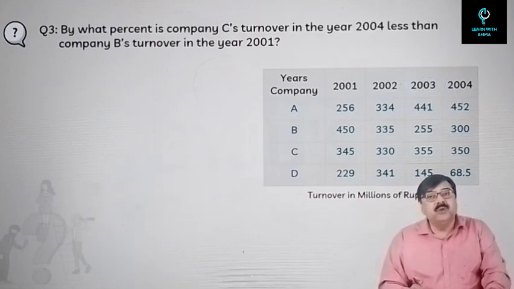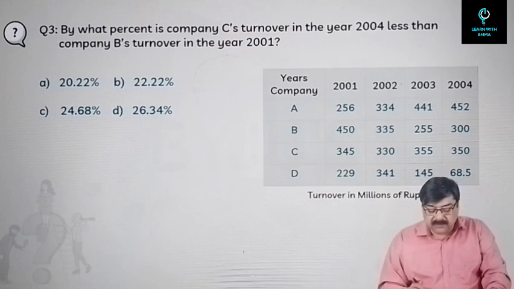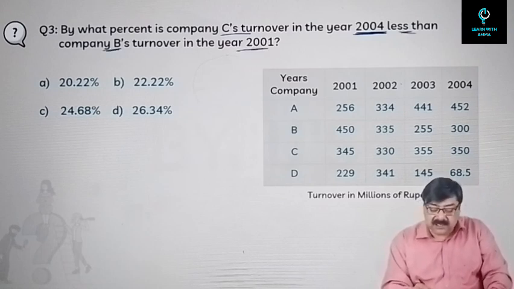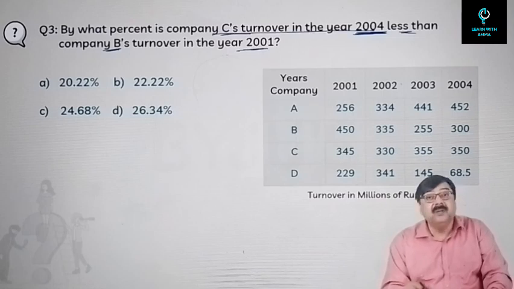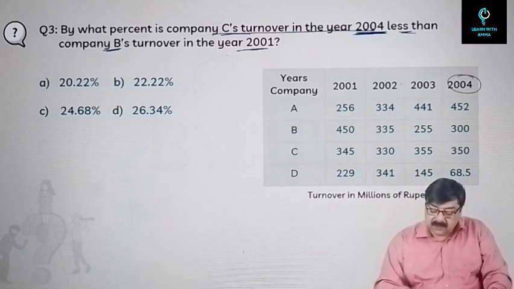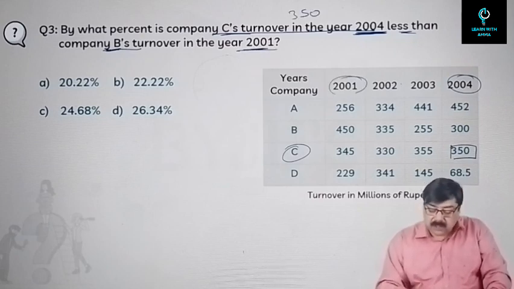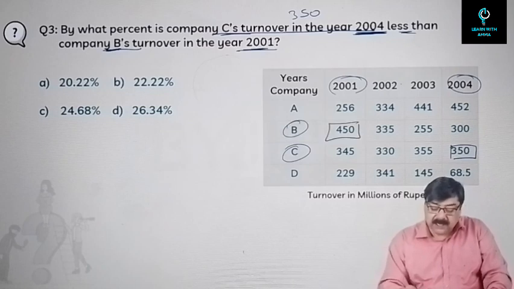And remember, it's all about choosing the correct choice. It's not about delivering the exact answer. So you need not perform calculations. Now, by what percent is company C's turnover in the year 2004 less than company B's turnover in the year 2001? So the first figure is company C's turnover in the year 2004. So 2004, company C, the value here is 350. And B's turnover in 2001, company B, the value here is 450.